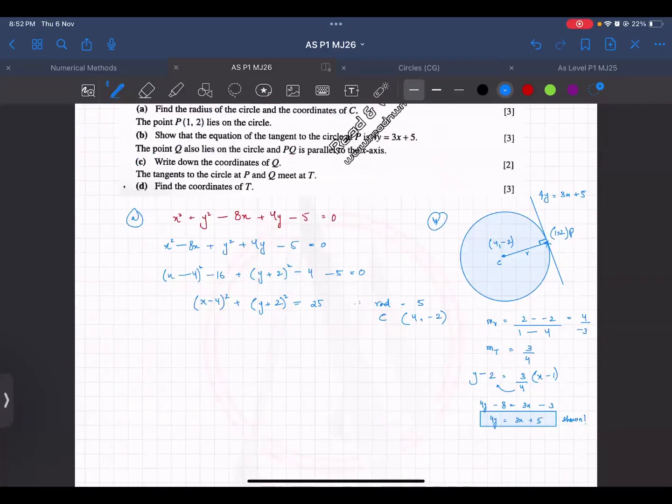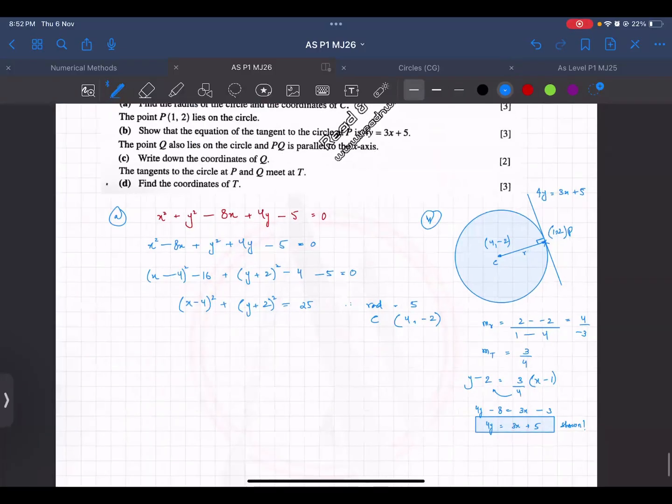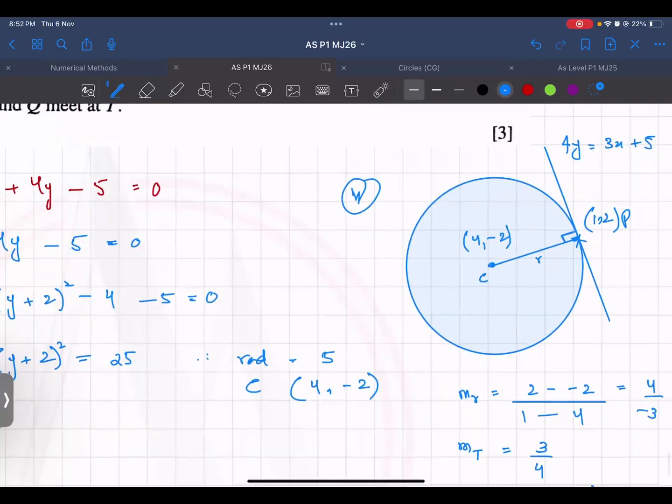Easy. Then the point Q is also on the circle, and PQ is parallel to the x-axis. Okay. Write down the coordinates of Q. So Q is another point. This is your x-axis. We know x-axis would be a horizontal line.